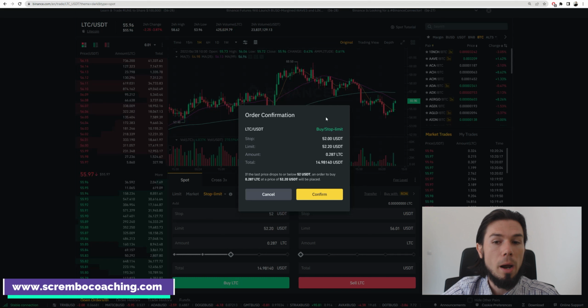So we're going to talk about the stop limit feature today, and you can basically utilize the stop limit feature in order to purchase your specific token at a price that you desire, which will be done automatically, right? So currently the price is $55.99 for Litecoin. What if you would like to buy this specific token at $50? What do you have to do?